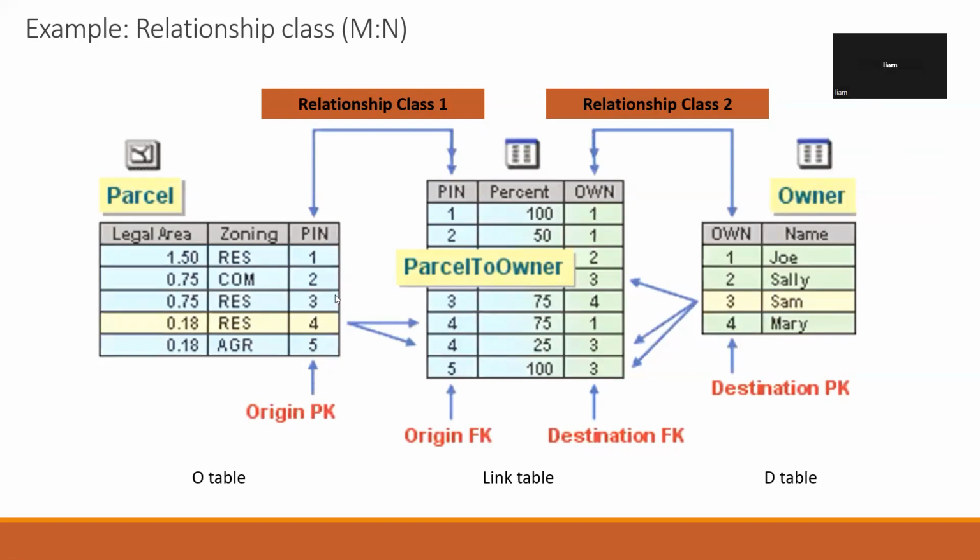If there is a parcel ID and owners, several parcels are owned by one owner or vice versa, right? One parcel could be owned by several owners. That's why you need a link table that links those two tables, and then you need to make two relationship classes between each. I'm going to show you how to make it later in this class too.